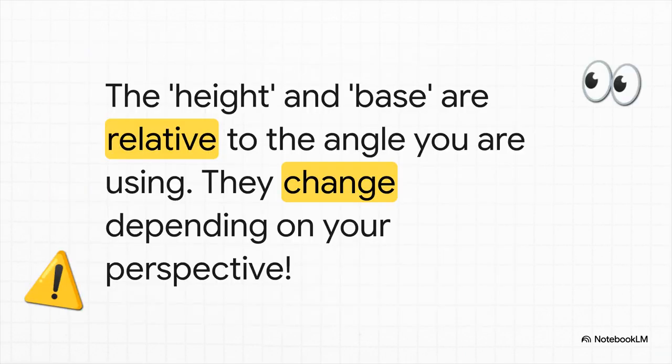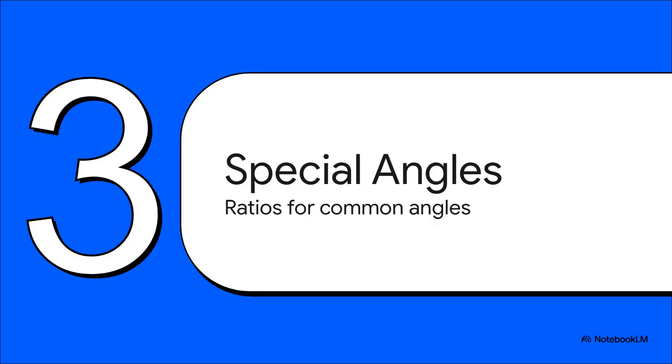Okay, hang on. This is super important. This is the part that trips a lot of people up. Those words, height and base, or opposite and adjacent, they aren't permanent labels. It all depends on which angle you're looking from. If we switched over to angle C, the sides we called height and base would completely swap roles. So you always have to ask yourself, okay, from this angle, which side is opposite me and which one is right next to me? So these ratios work for any angle, which is awesome.